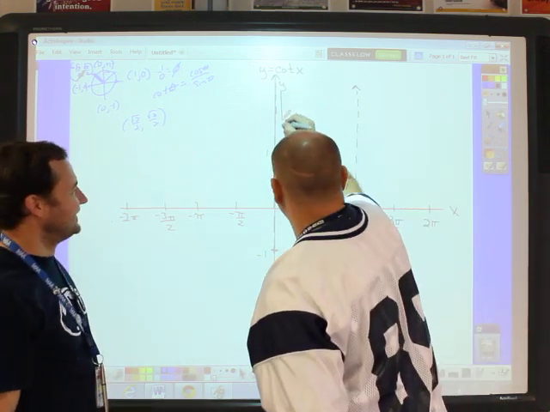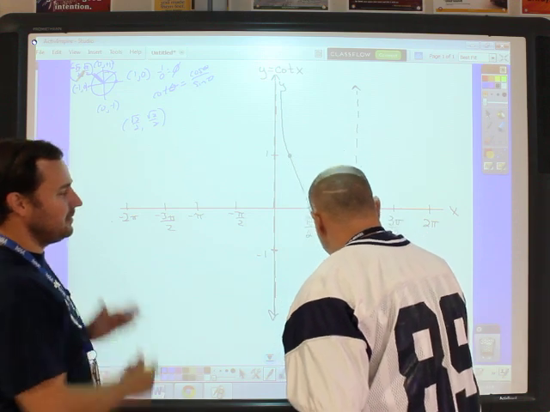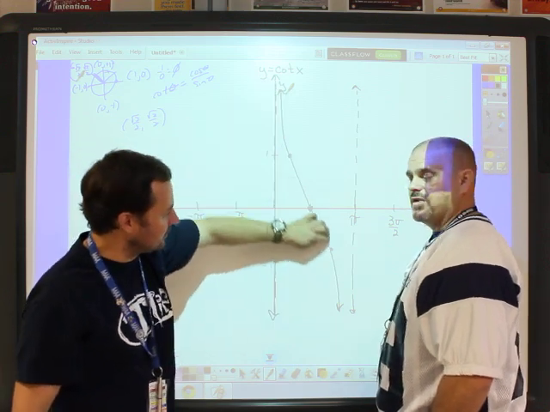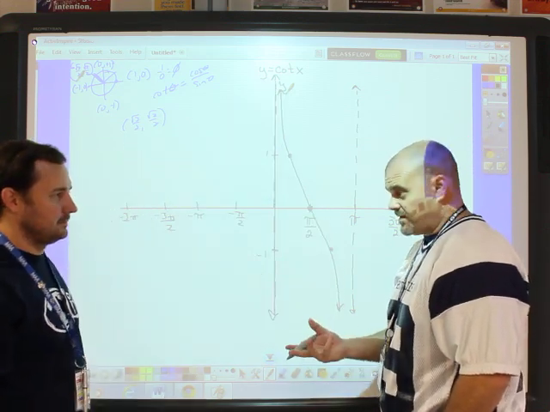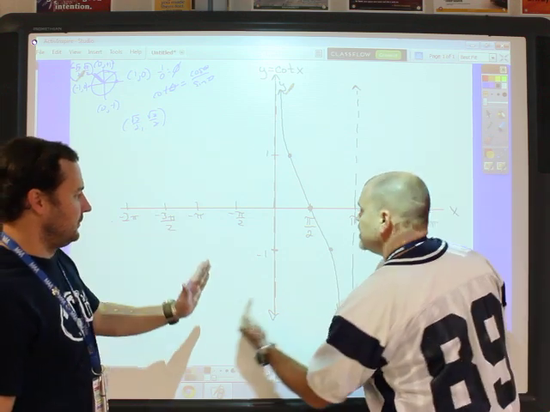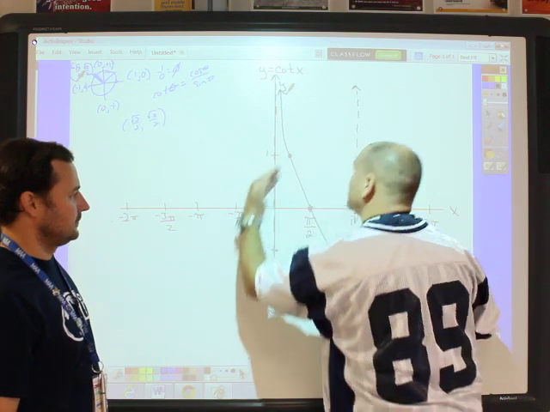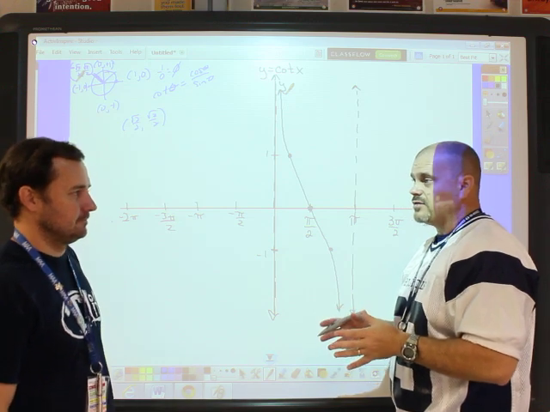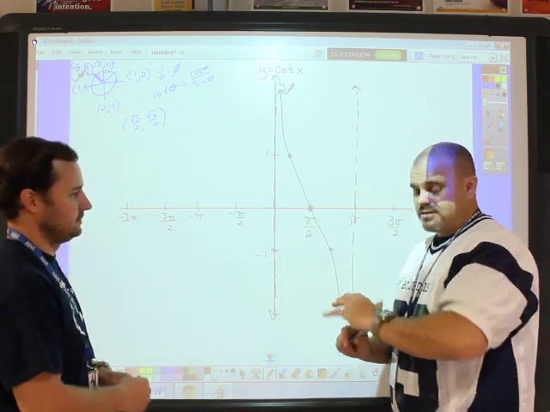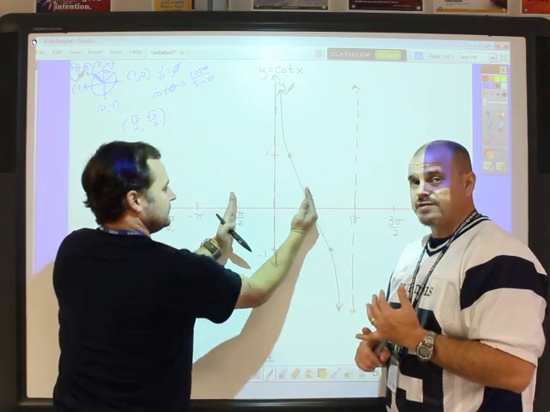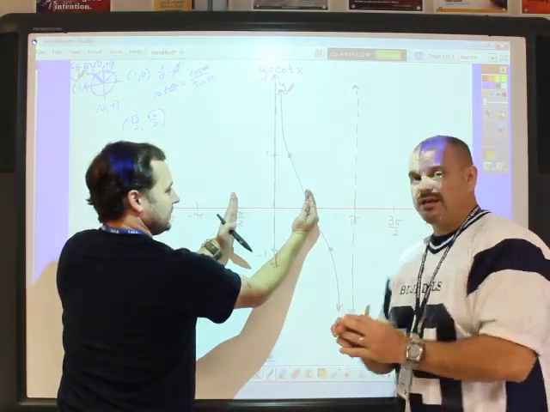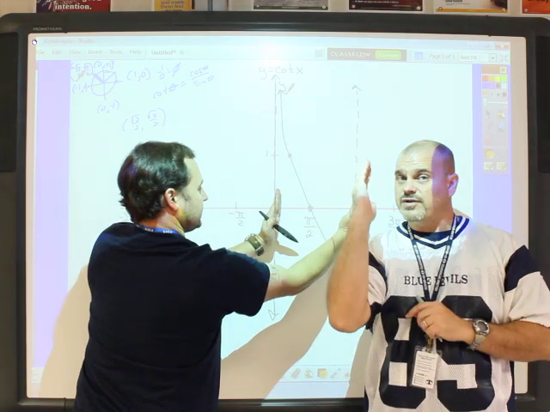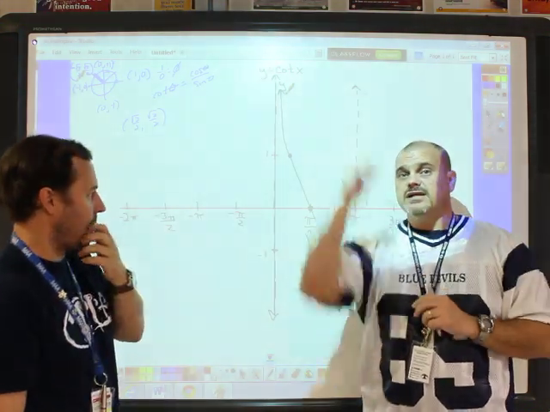Interesting. I notice a little difference in cotan. Not only is it shifted from tan, as you move left to right, cotangent is decreasing. Tangent was increasing as you move left to right, but cotan is decreasing. So the main difference between tangent and cotangent, just a quick review: tangent has a vertical asymptote at negative pi over 2 and pi over 2, and it's increasing. And cotangent has a vertical asymptote at 0 and pi, and it's decreasing.